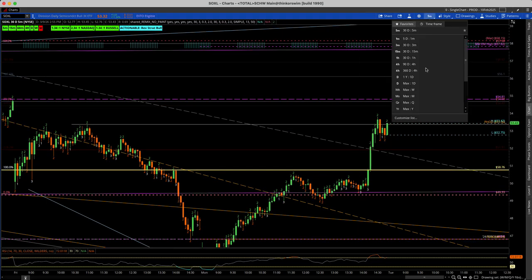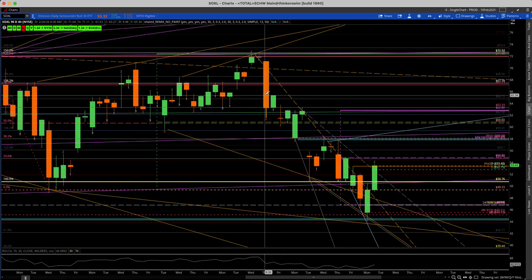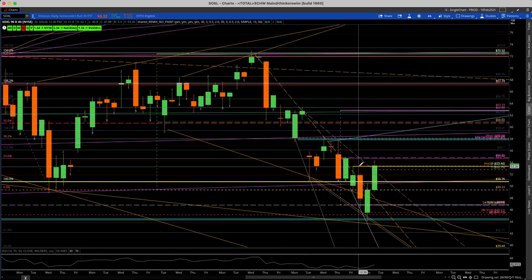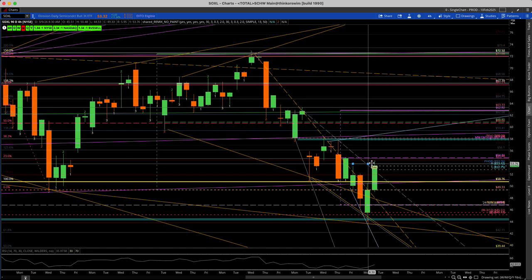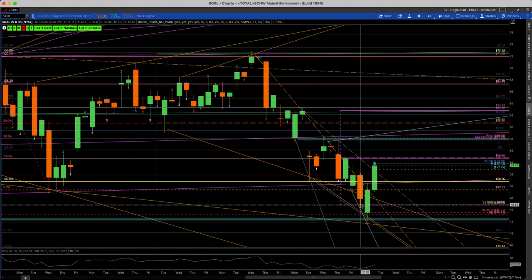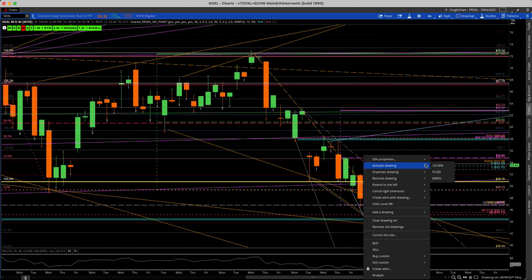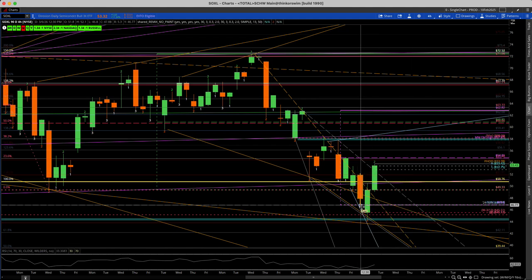Oops, I guess I didn't move my 4-hour markers. Let's go to the 4-hour, and let's move the previous high a day. There we go. And previous low a day. We'll move that.